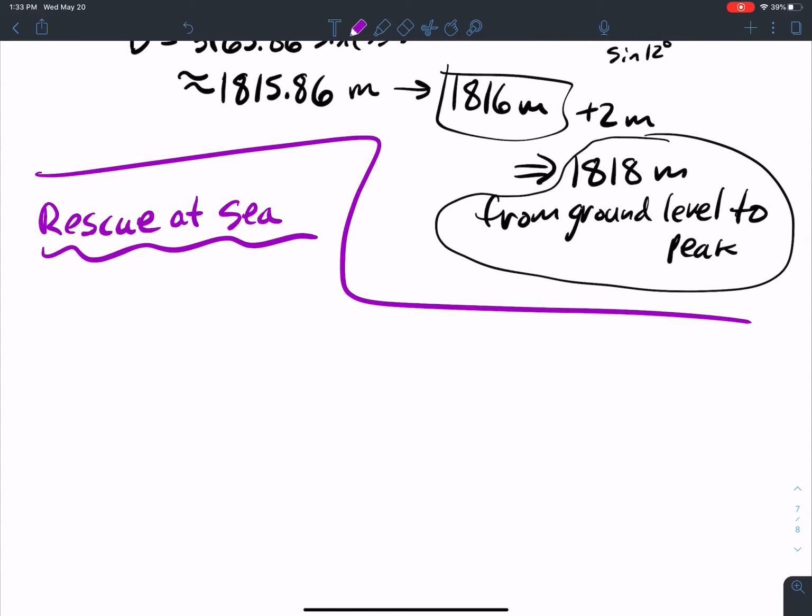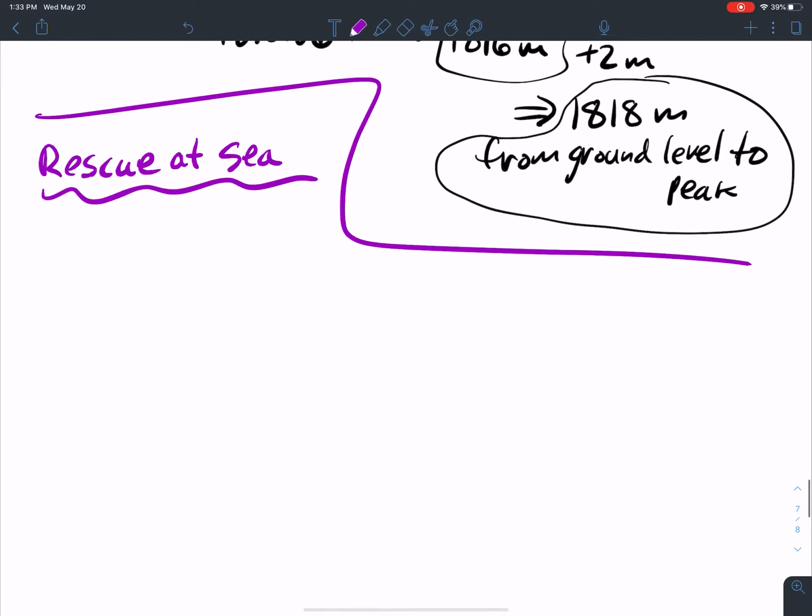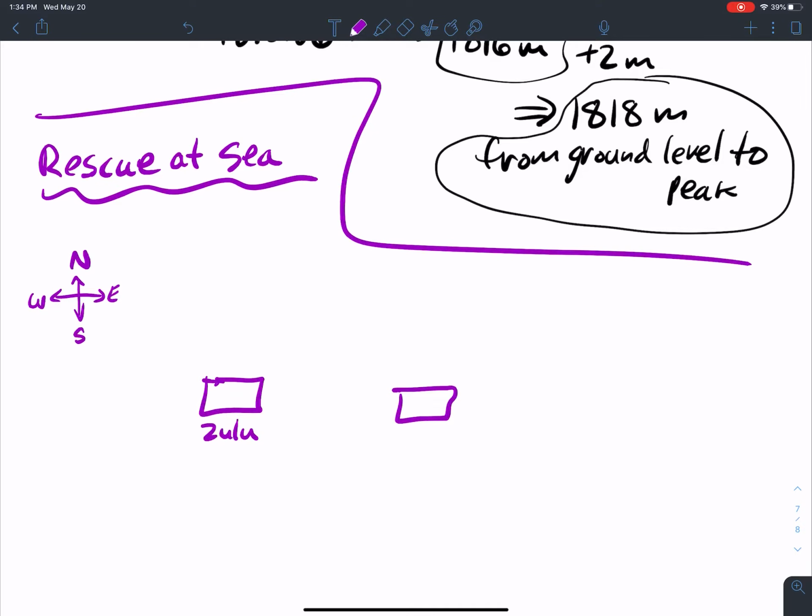So the question is, how far is each station from the ship? So let's draw a picture. So we've got north, south, east, and west. Okay. So we've got the Zulu operation, and we've got the X-Ray broadcaster going out. And so the ship, all right, look at that great ship, right? Okay. So the ship is out in the ocean.